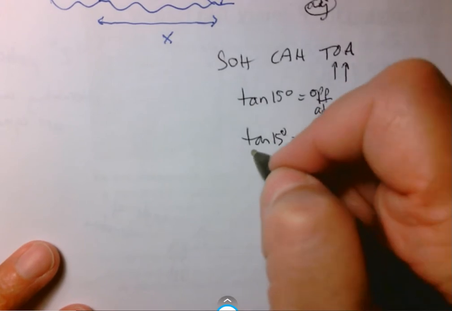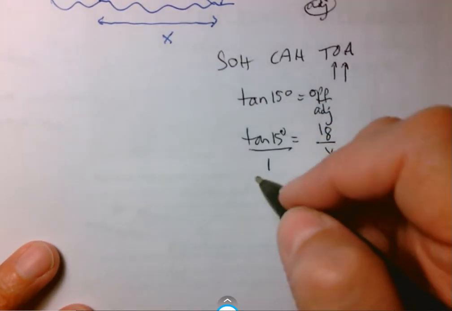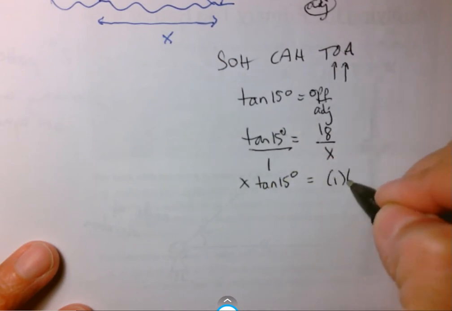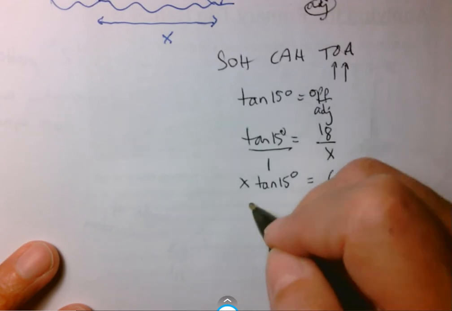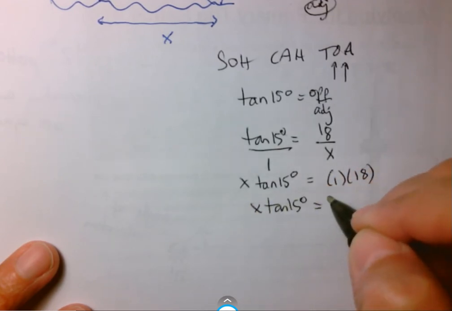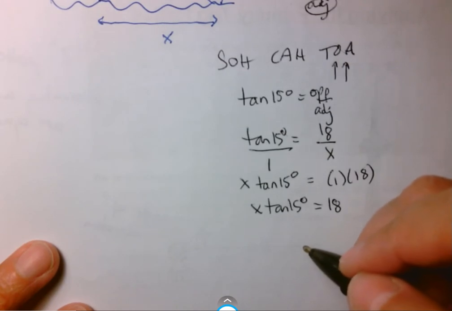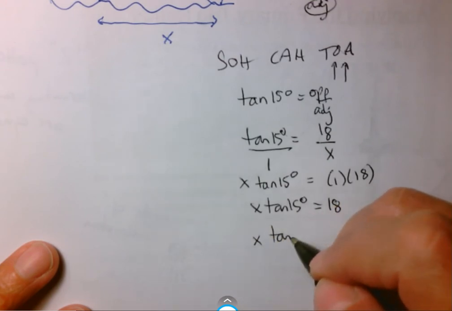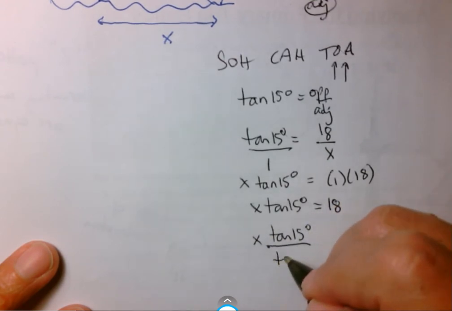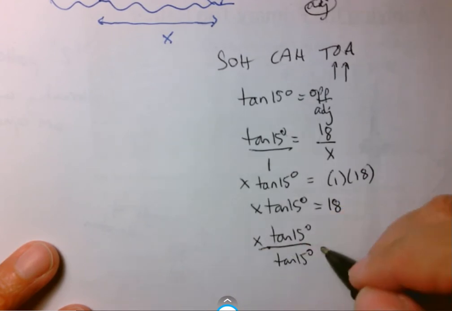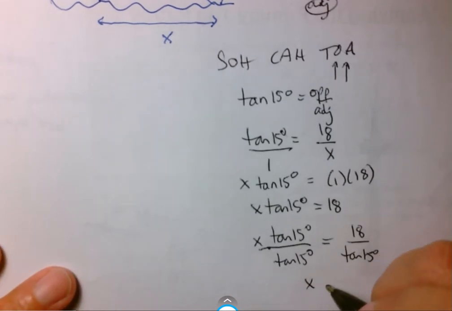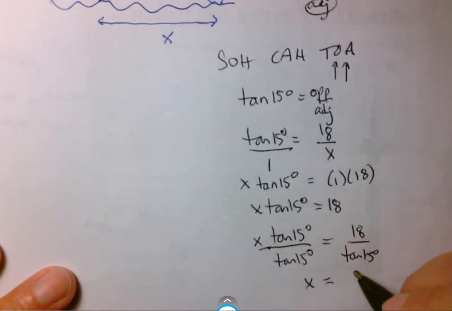Now I want to solve for x, so we'll put this over 1. Cross multiply. X times tan 15 equals 1 times 18. And so x tan 15 is 18. But tan 15 is just a number from the calculator, so x times that number. To get x alone, we just divide by that number on both sides. And so x, these two will cancel out, and so x is just equal to 18 divided by tan 15.